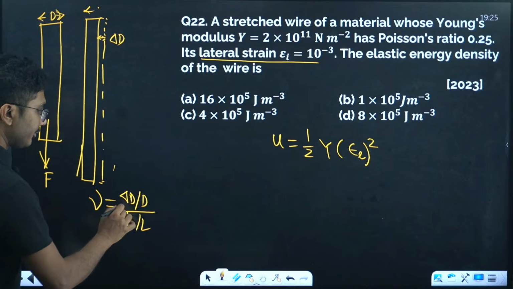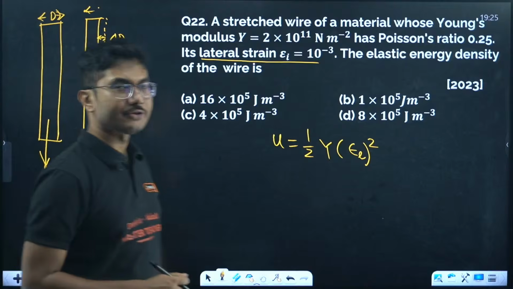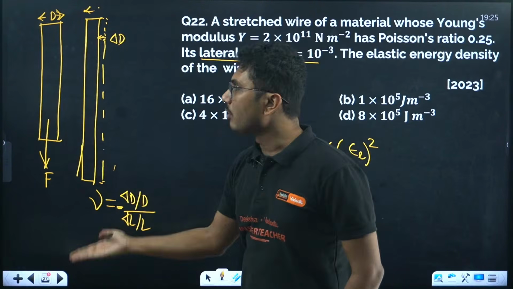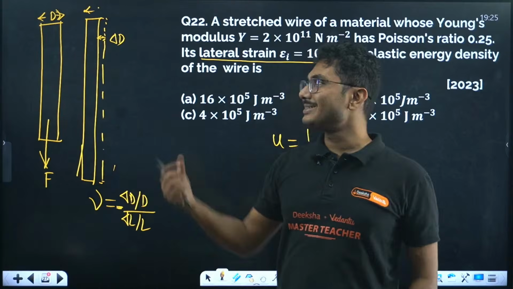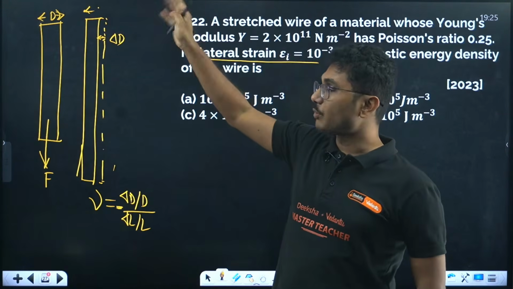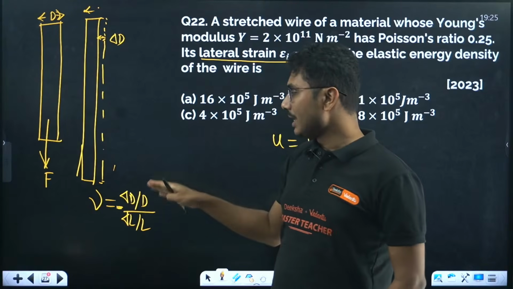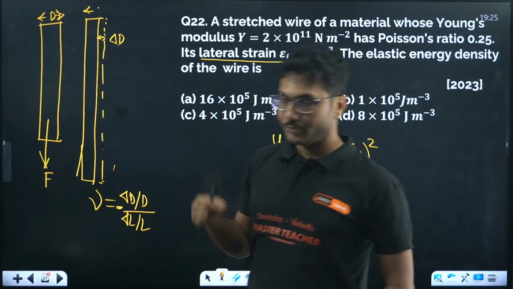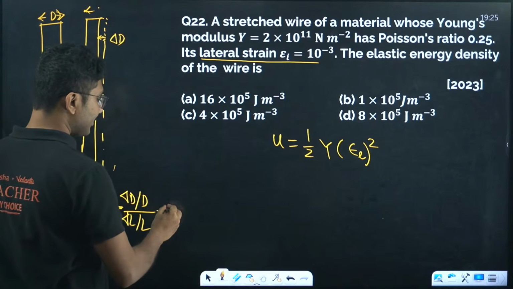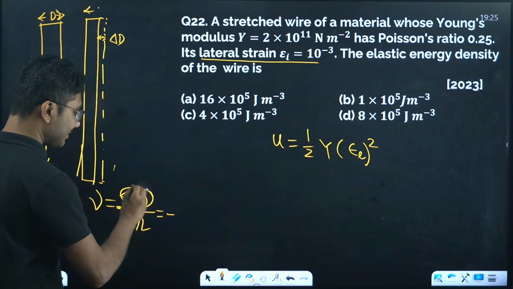Poisson ratio is denoted by a negative sign. Why negative sign? Because if length increases, diameter decreases. If you compress it, length decreases, diameter increases. So one is increasing, another one is decreasing. That's why there is a negative sign. This is Poisson ratio.